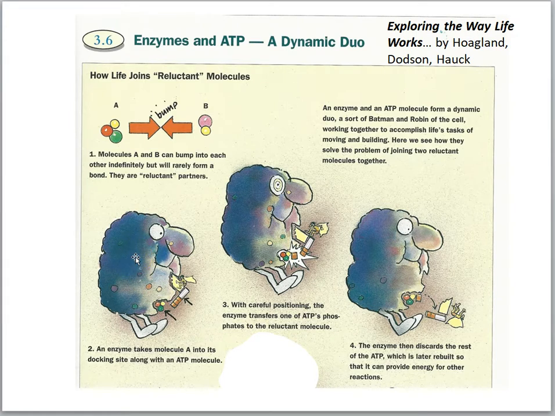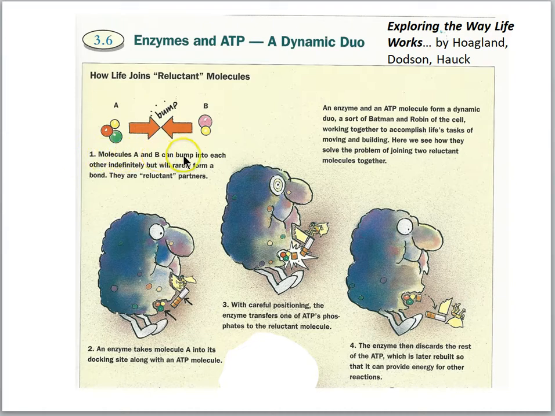It's going to be a protein that will be joining molecules together. First, an enzyme and an ATP molecule form a dynamic duo, a sort of Batman and Robin of the cell, working together to accomplish life's tasks of moving and building. Here we see how they solve the problem of joining two reluctant molecules together. Now let's take a look at step 1.